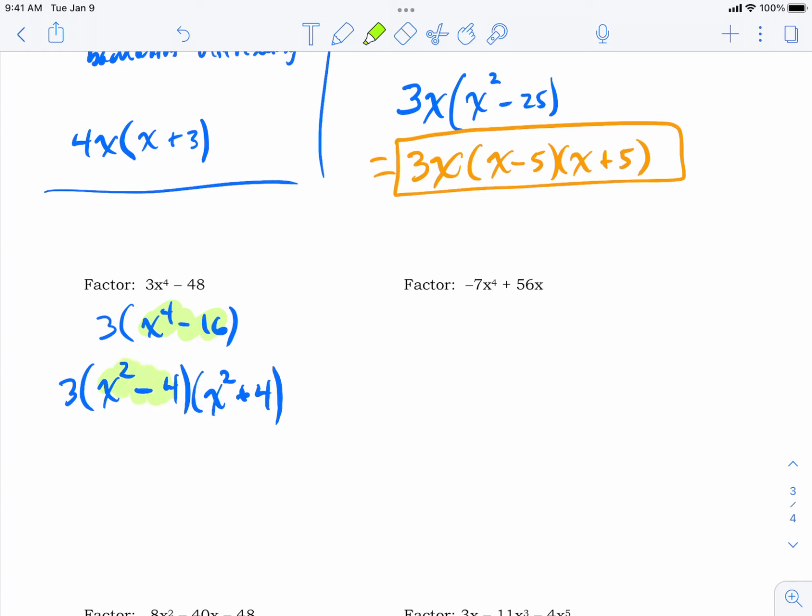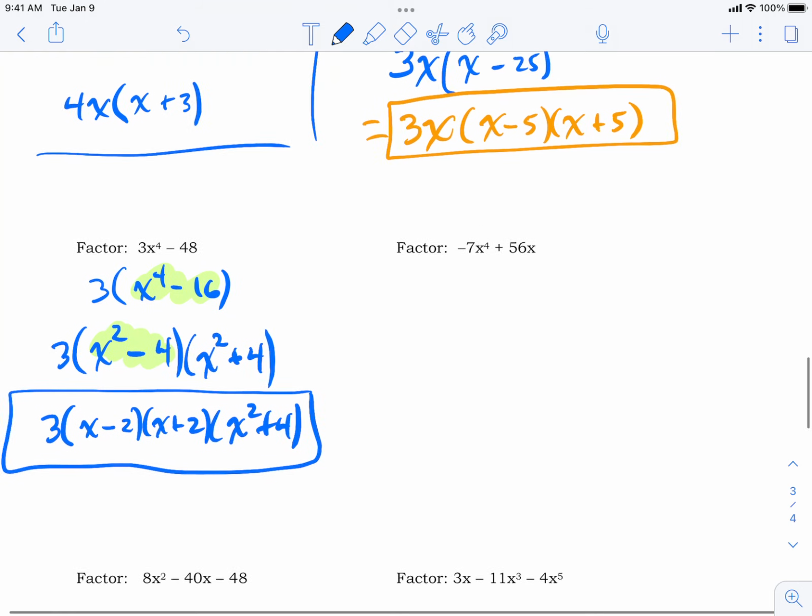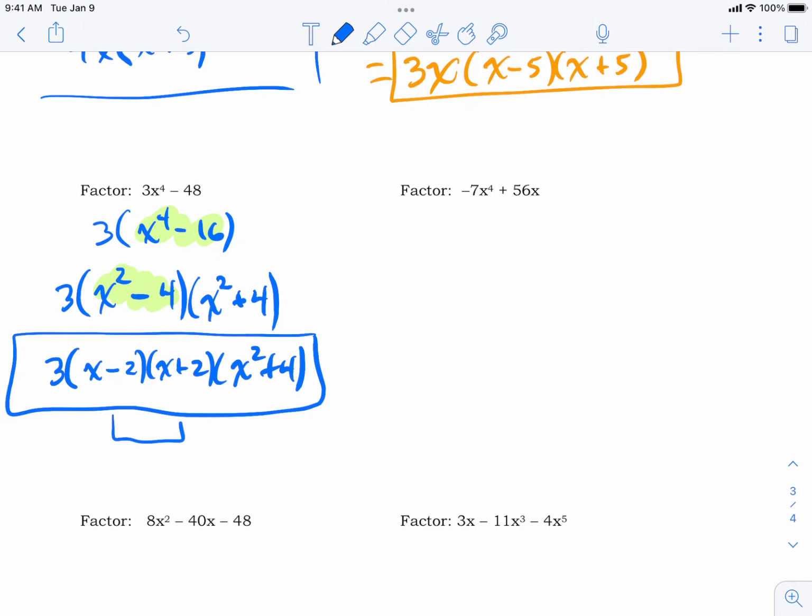And by the way, you catching this? That's a difference of squares. We're going to go again. Take the x squared minus 4. That's an x minus 2 times an x plus 2. Now the x squared plus 4, you cannot factor that any further. Right? Because if you did x minus 2 times x plus 2, you'd get x squared minus 4.